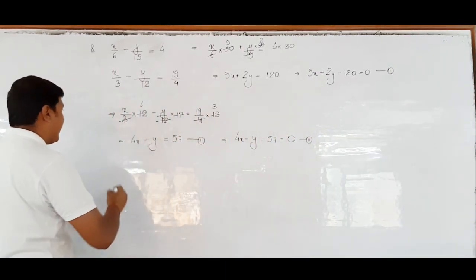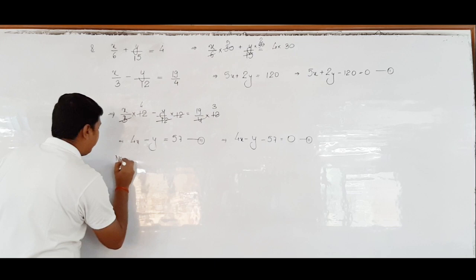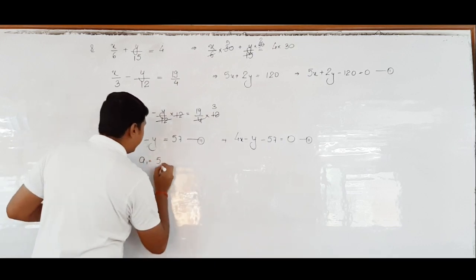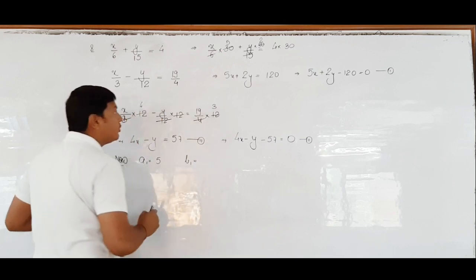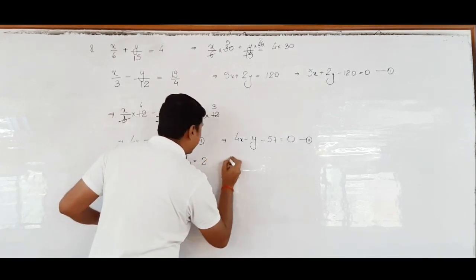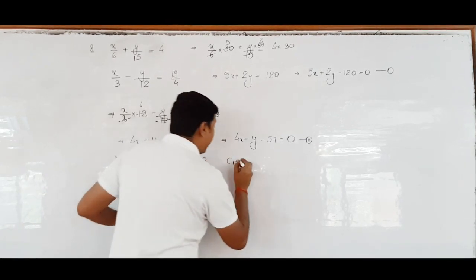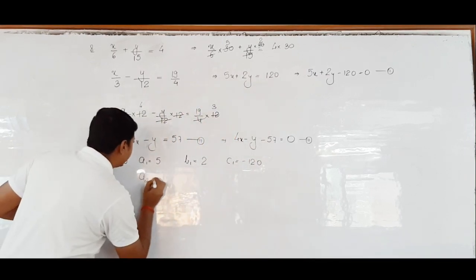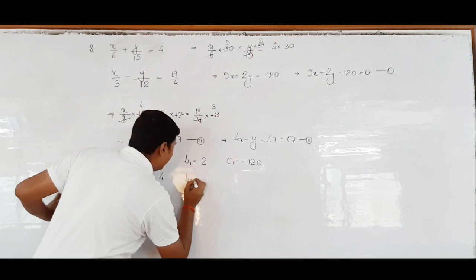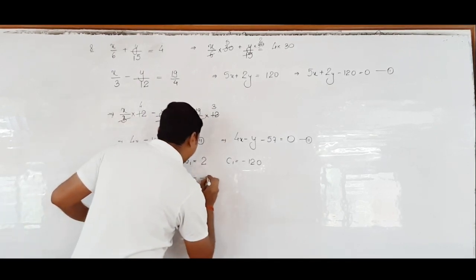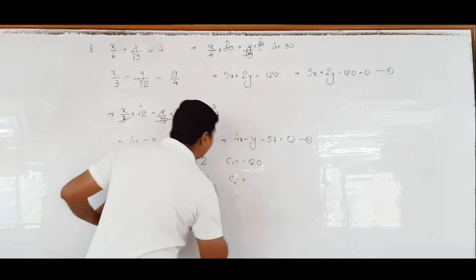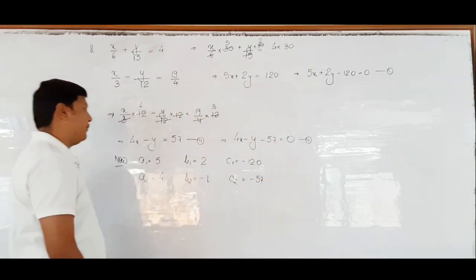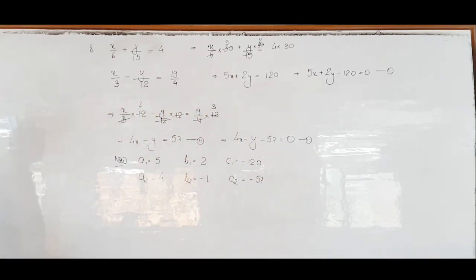Now, what is A1? A1 is 5. What is B1? B1 is 2. What is C1? C1 is minus 120. What is A2? It's 4. What is B2? It's minus 1. What is C2? It's minus 57. I think it's clear to everybody.